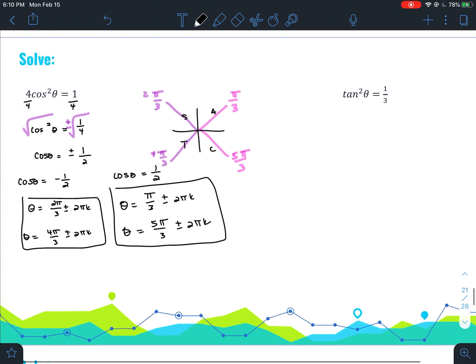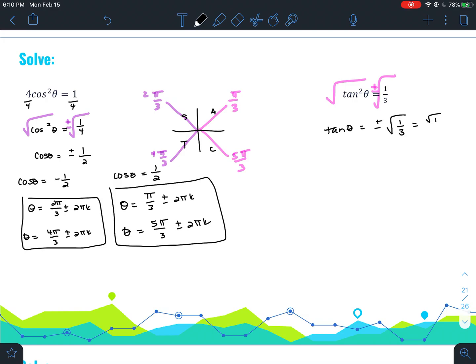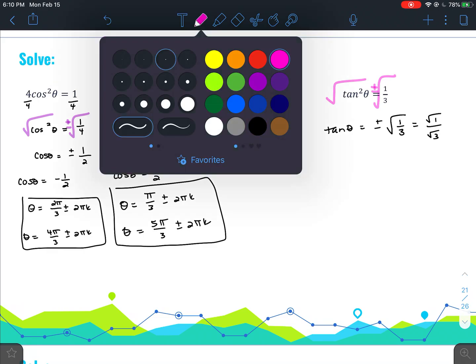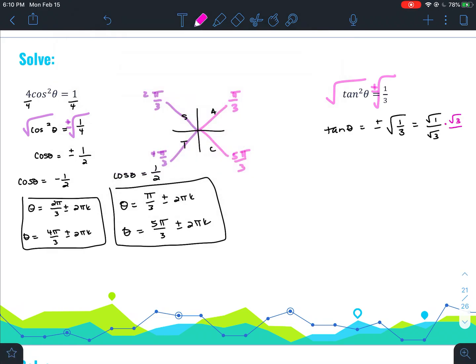All right. Tangent squared theta equals 1/3. So to solve for tangent, we're going to take the square root of both sides, so plus or minus. So tangent theta equals plus or minus the square root of 1/3, which is the square root of 1 over the square root of 3. And then if you rationalize this, you get square root 3 over 3. So we want to know when tangent theta equals plus or minus square root 3 over 3. So tangent theta equals negative square root 3 over 3, or tangent theta equals positive square root 3 over 3.